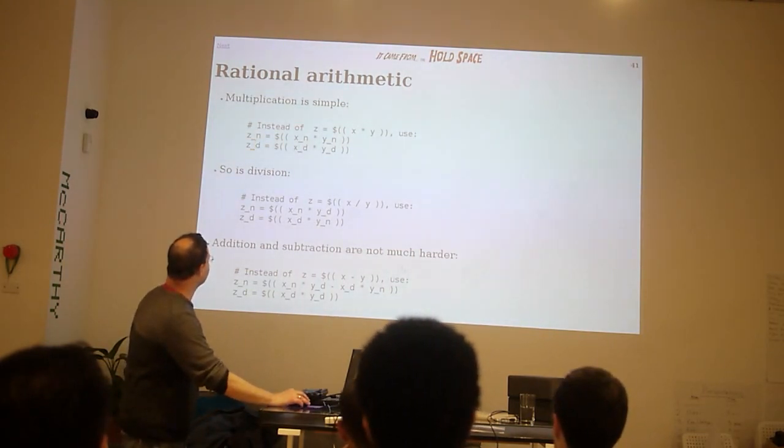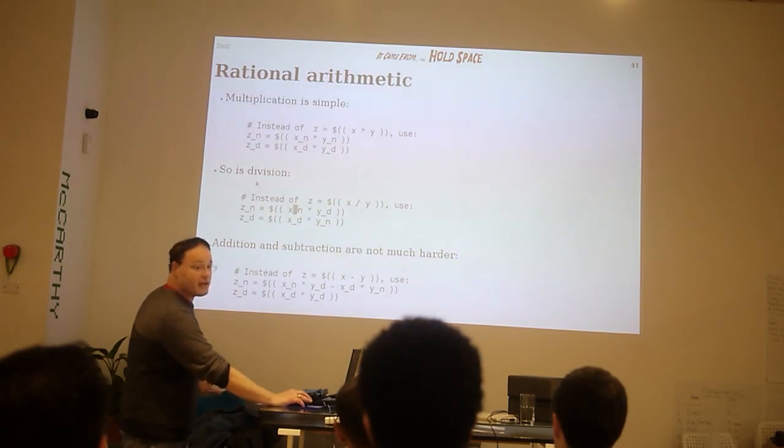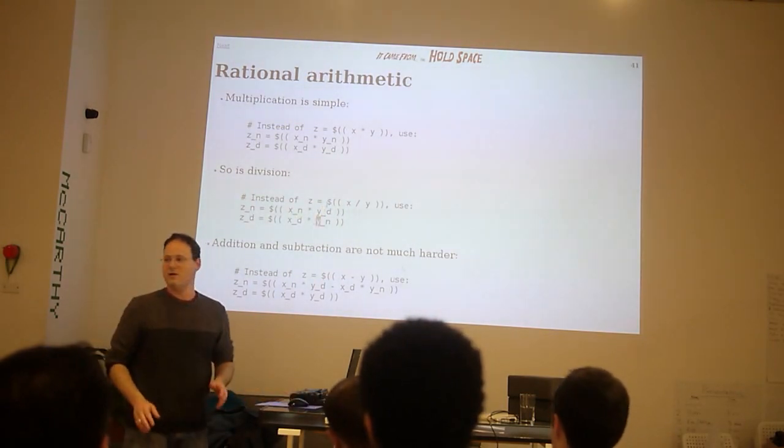Division is equally simple, except that instead of multiplying the numerators, you cross-multiply: numerator by denominator, and denominator by numerator. Right? Everyone's good on this, right?